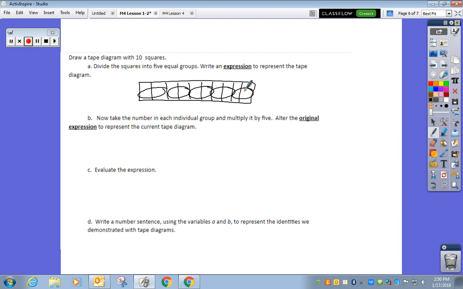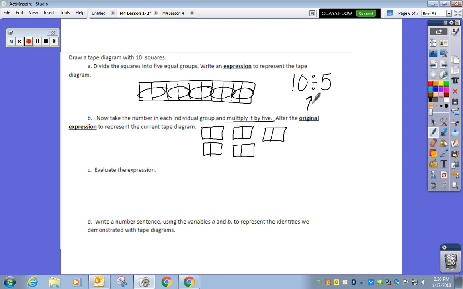To write an expression to represent the tape diagram, we started with 10 and split it up into 5 equal groups. Part B asks us to take the number in each individual group, so that's 2 in each group, and multiply it by 5. So draw 5 of those. It then wants us to alter the original expression, which is that 10 divided by 5, to represent the current tape diagram. So now after we did the 10 divided by 5, split it up into 5 equal groups, we then multiplied it by 5.